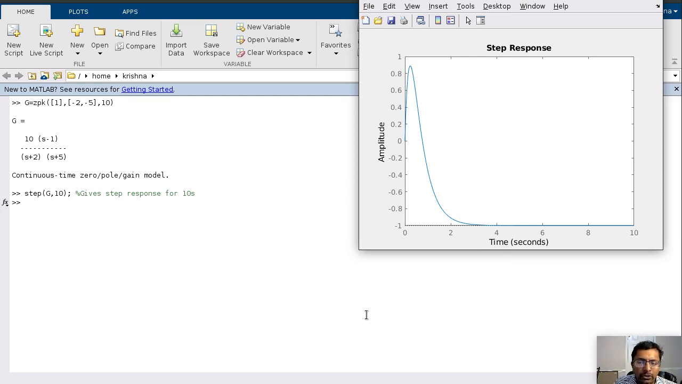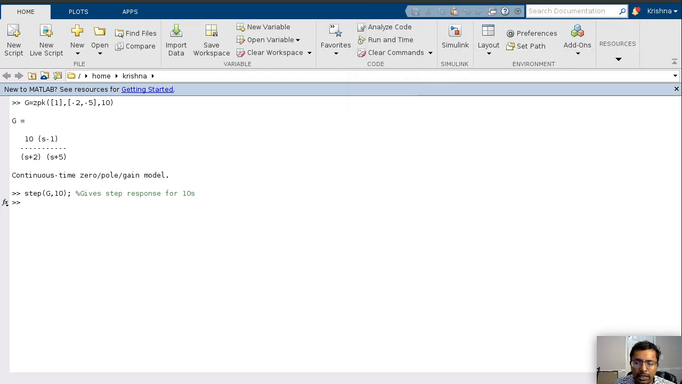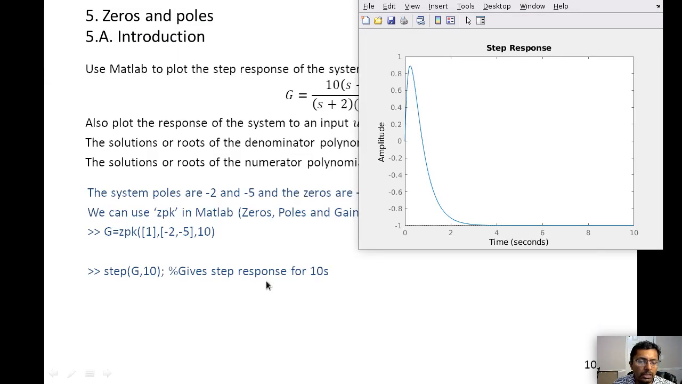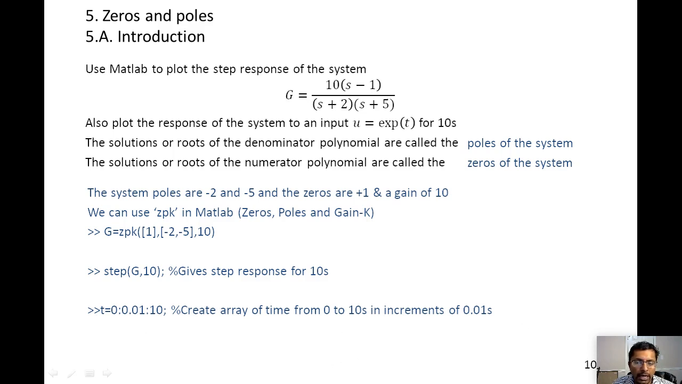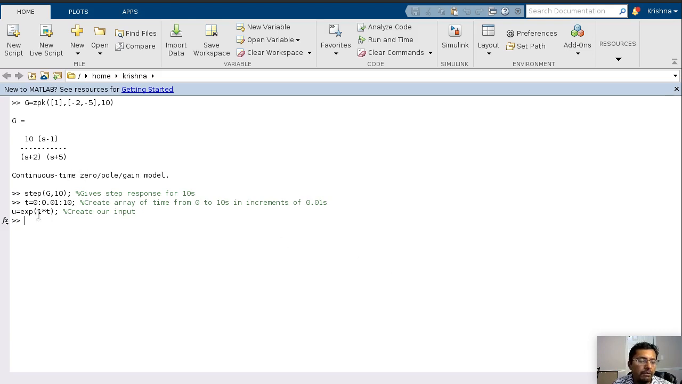Next, since we're going to do the plot, we need to generate our input for 0 to 10 seconds. So we're going to create the input in that format. What we're going to do is define time going from 0 to 10 seconds. So t is 0 in increments of 0.01 seconds, going from 0 to 10. This is the format you use to create an array in MATLAB, and then we can create our input, which is e to the 1 times t. We create these two in MATLAB, so we have a t and the u.